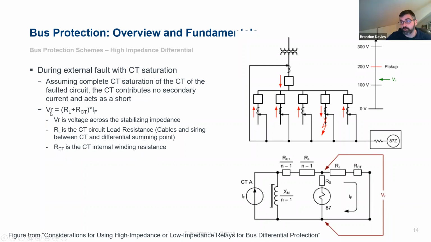That's going to be a scenario we don't want this to operate for. But that's an important factor to understand, because if we understand that this is the absolute worst case level of VR, we know we can set a pickup above that. And then we know we're not going to operate for an external fault, even with the absolute worst case CT performance that we can expect. And we see here we've got the VR at something like 120, 130 volts, with our pickup selected at 200 volts.